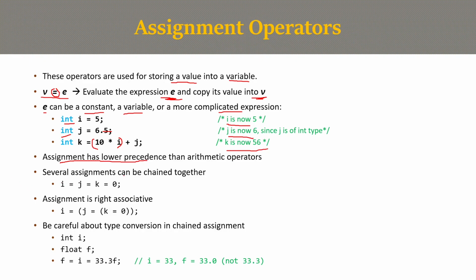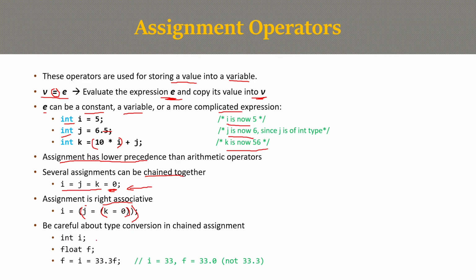Now assignments can be chained together. As you can see, i equals j equals k equals 0. It means that all of these variables will be stored as 0. But how is this assignment done? This assignment is right associative. It means that it will start from the right and go towards the left. So firstly, the variable k will be assigned. After k, j will be assigned 0, then after j, i will be assigned 0. So k is 0, then j will be 0, then i will be 0.